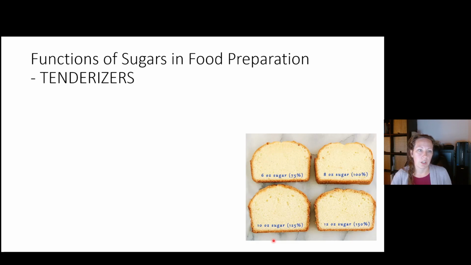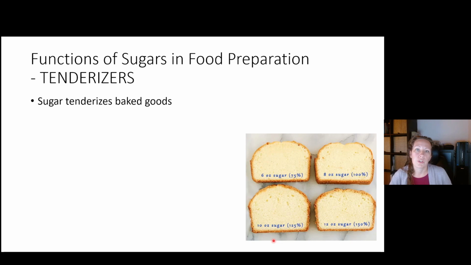The third function of sugars is as a tenderizer. And we're not talking about meat, we're talking about baked goods here. So in baking, you are balancing the ingredients that give structure, such as flour and eggs, with ingredients that weaken structure. And those would include sugar and fat. Okay, so flour and eggs give more structure, sugar and fat weaken structure.